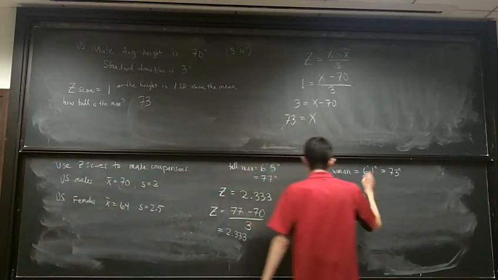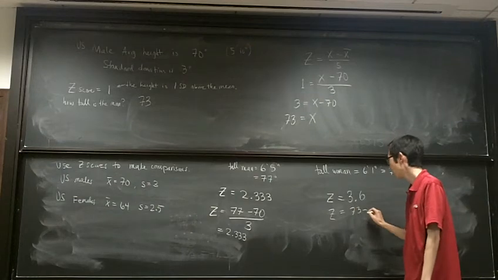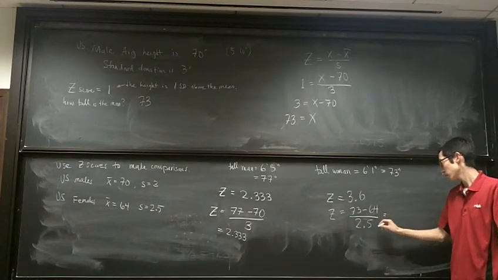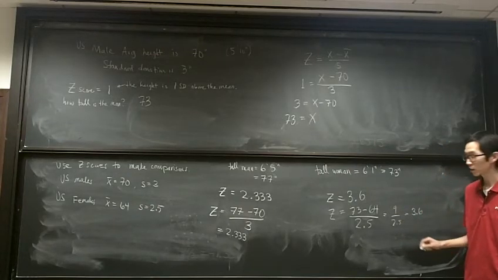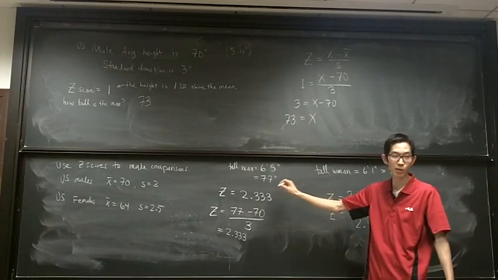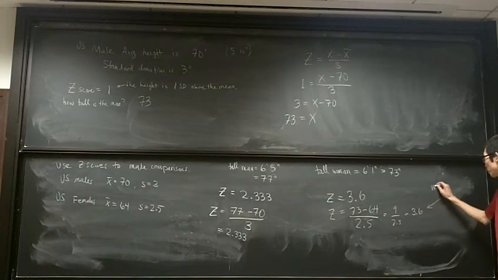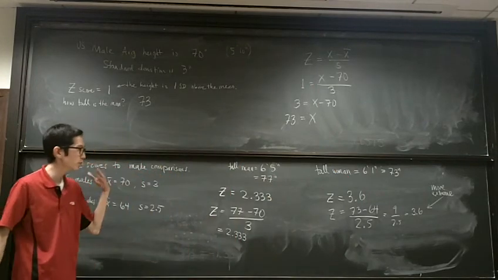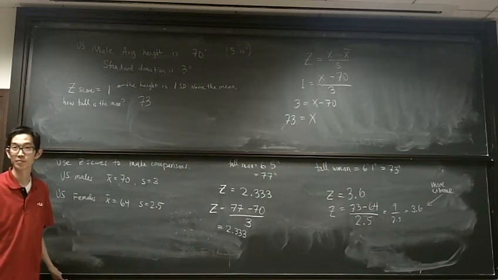I just do the same thing for the woman. Her height is 73 inches, the mean is 64 inches, and the standard deviation is 2.5 inches. So I get 9 over 2.5, and I get 3.6. The z-score is 3.6 versus a z-score of 2.33. This z-score is larger, or further away from zero, so this is more extreme. What the z-scores have revealed is what intuitively we already had a sense of. Is that okay? Good.